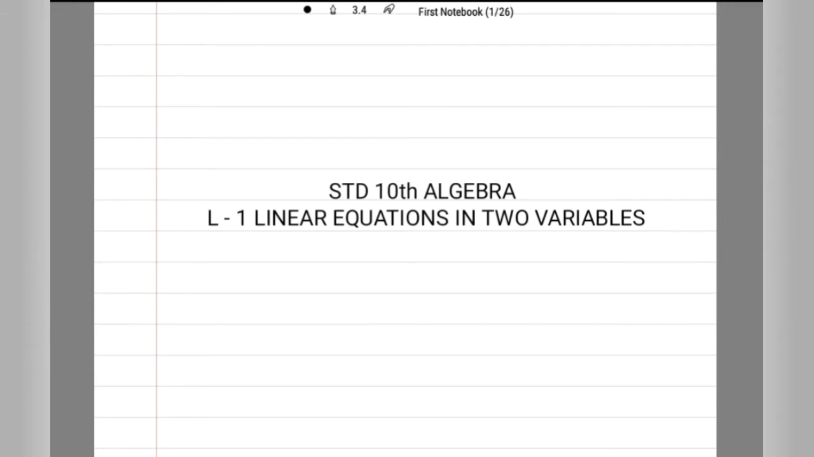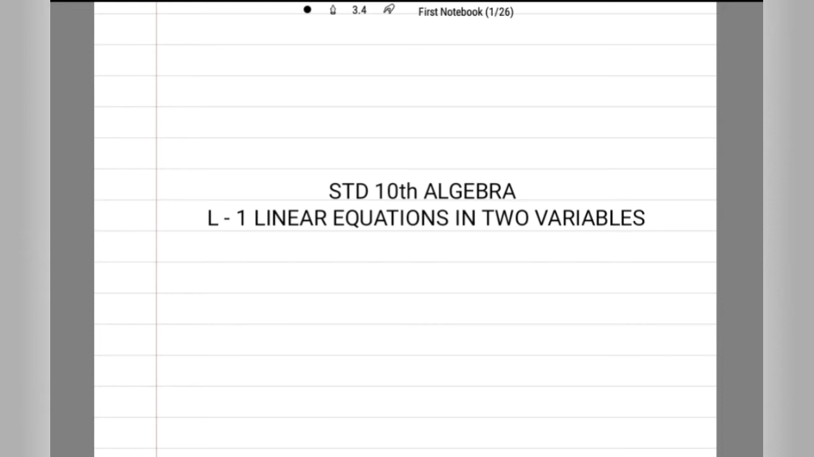Today we are going to start with the first chapter of algebra, that is linear equations in two variables. I have just covered the first chapter of geometry in the last two videos and I have put the link in the description box. So if you need any help, you can just watch those videos. And let's start with today's topic, that is linear equations in two variables.